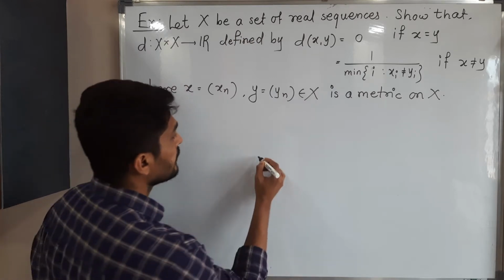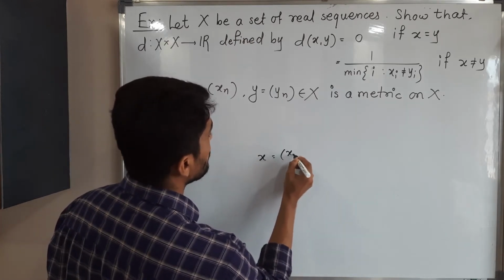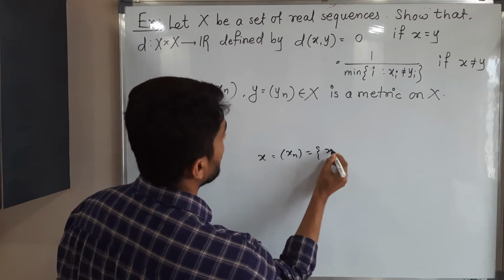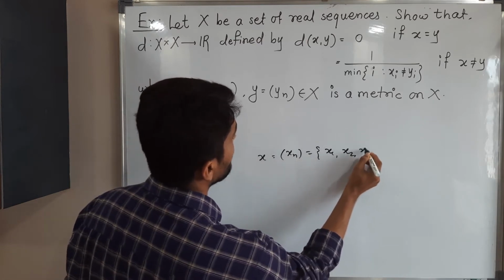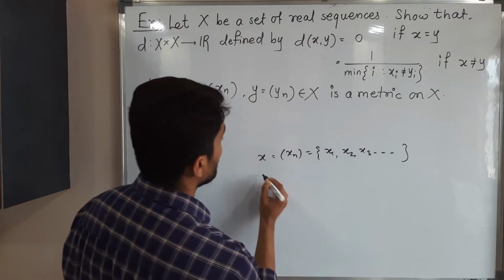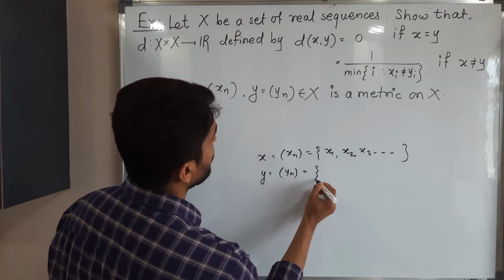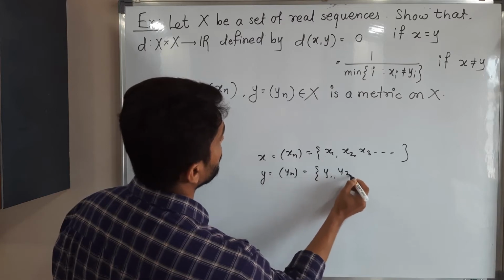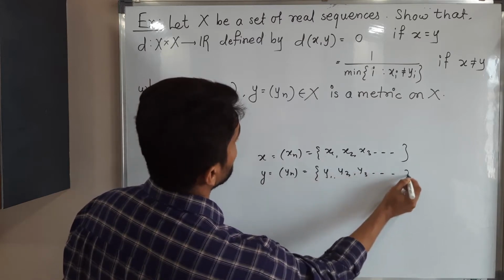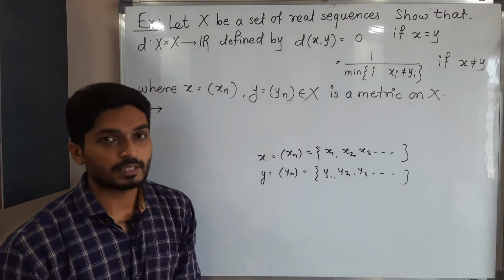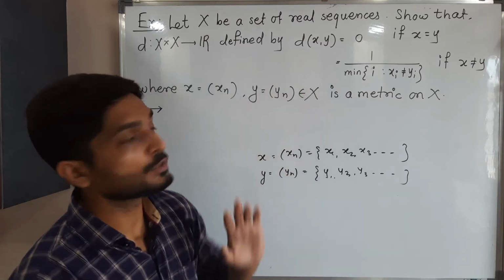Sequences, that means elements will be like this. X is equal to xn, having entries x1, x2, x3. In this way we have a sequence. Suppose if you consider y, so yn is equal to y1, y2, y3. All these are sequences, which are members of X. They have defined D in this way.